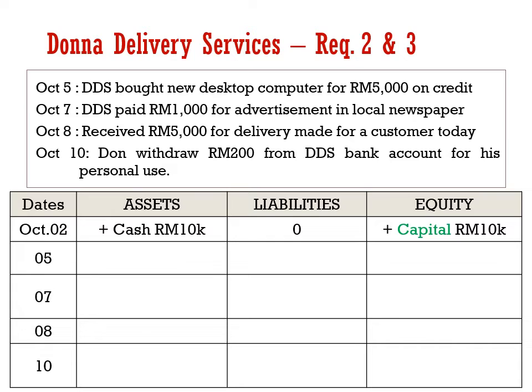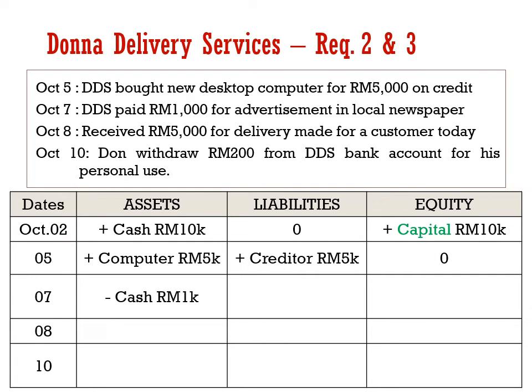Let us now check your answers to requirement 2 and 3 together. We have done transaction 1 earlier, so we shall start with the second transaction on October 5th. We have plus computer under asset at a value of 5,000, and a plus creditor of 5,000 under liability since the item was purchased on credit, not cash, and no changes in equity, thus the equation is balanced.